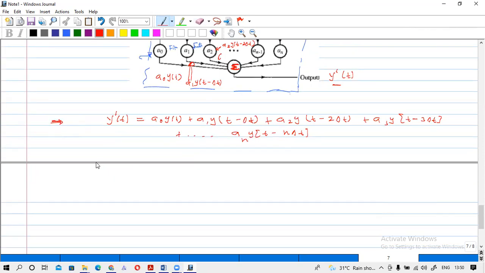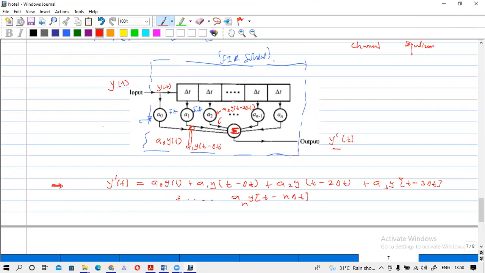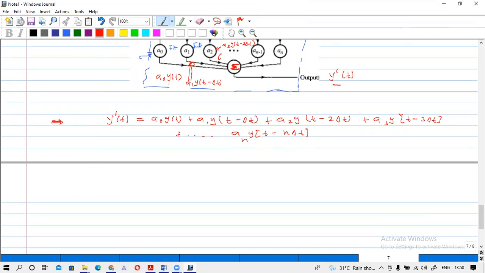Okay, so now I want to find the transfer function for the equalizer. That is, I want to find h_EQF, the equalizer transfer function. To find that transfer function, I will get the Fourier transform of both sides as usual. The Fourier transform of y dash t, the output signal, let's say it is capital Y dash F.